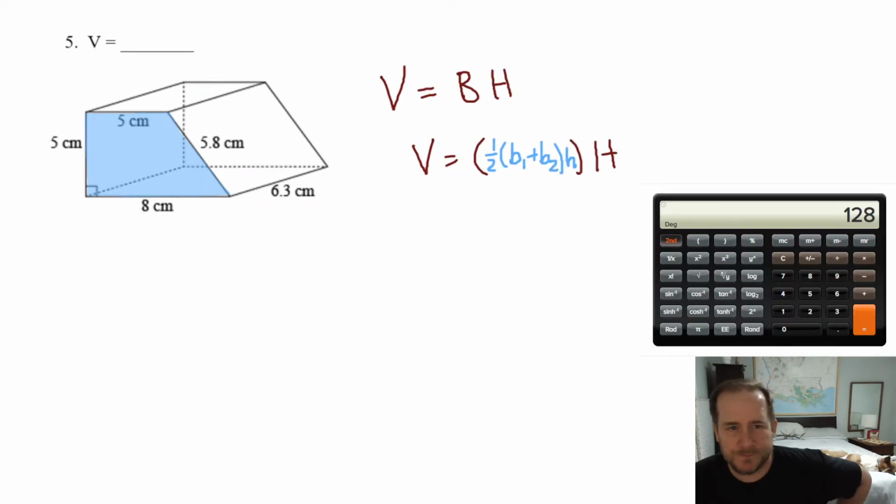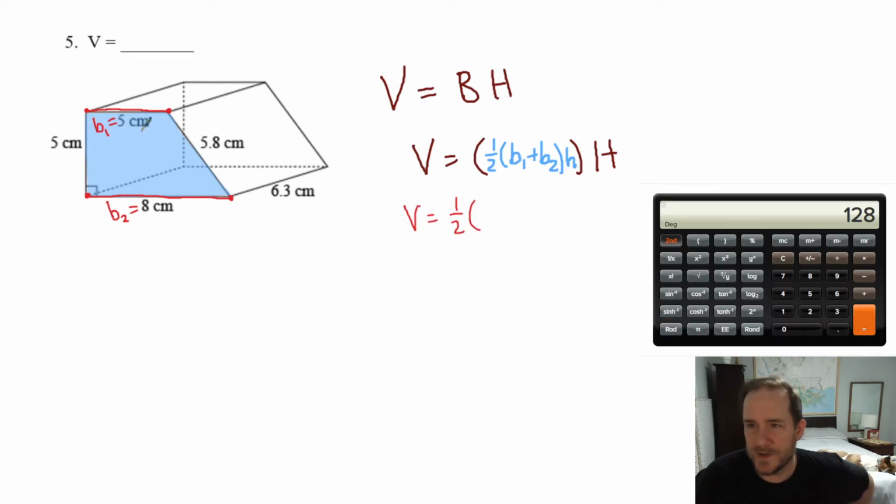Make that bigger. Okay, so now we're substituting, and I told you before in a previous problem that the two parallel sides of the trapezoid, those are always going to be your bases. I like to think of the shorter one as B1, the longer one as B2. So in my volume formula, I've got the 1/2. Now the B1 and the B2 are 5 and 8. I can plug those in.